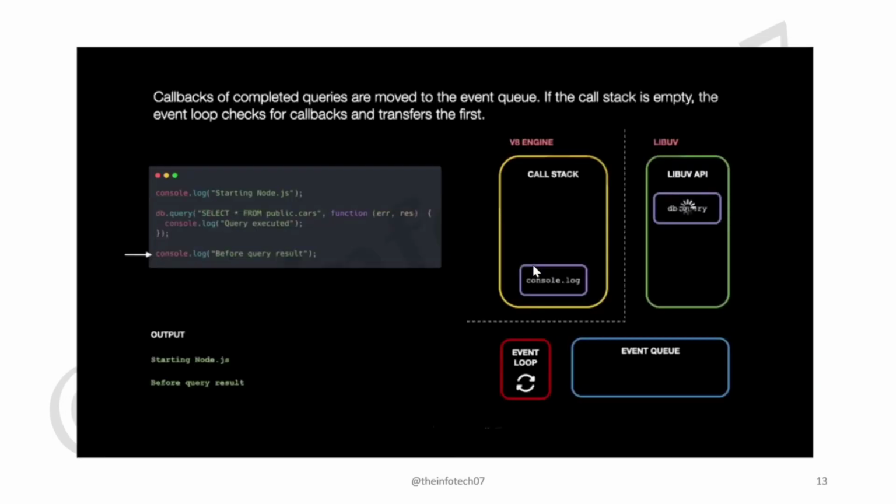Then the third line gets a chance to execute. As you can see, the third line is executing, and the libuv API finishes querying the database and registers its callback in the event queue. When the call stack is empty, the event loop picks that callback, puts it in the call stack and executes it. In this way, the output is starting Node.js, then before query result, and when the callback gets its chance, it executes and prints query executed.